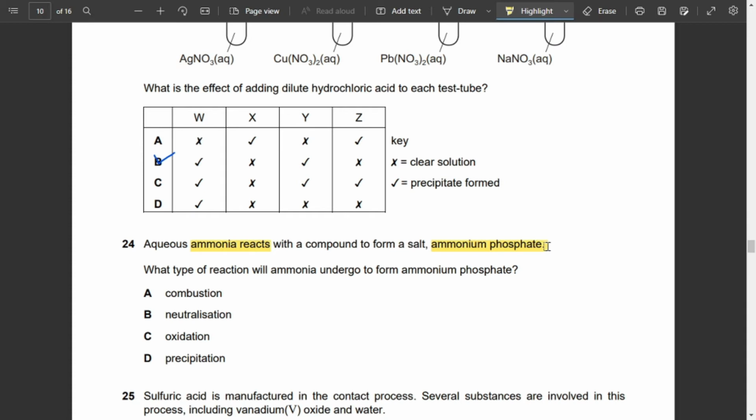Of course, ammonium phosphate is a salt, and aqueous ammonia is basic, it's alkaline. So for this, we need a neutralization reaction, as I just told you above, how a salt is formed through a neutralization reaction. So its answer is, of course, going to be neutralization, that is B. Moving on to MCQ number 25.